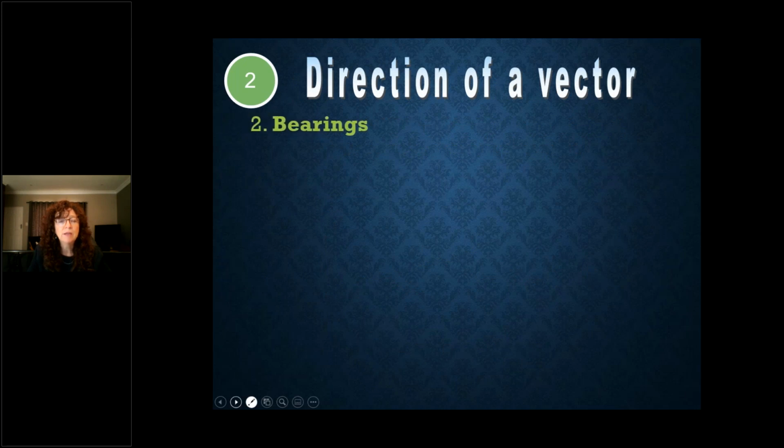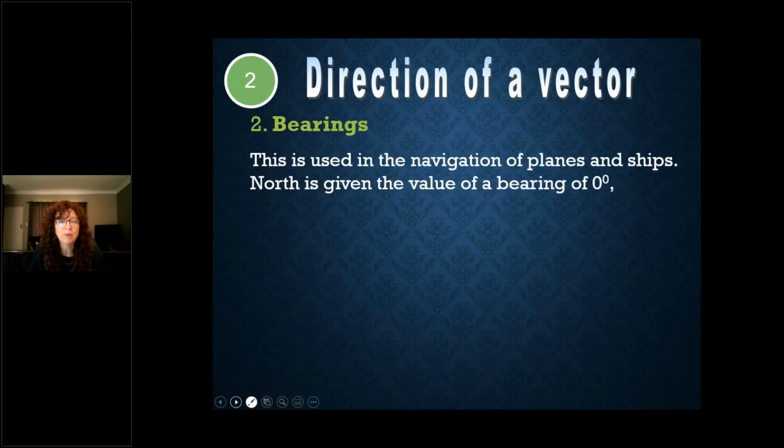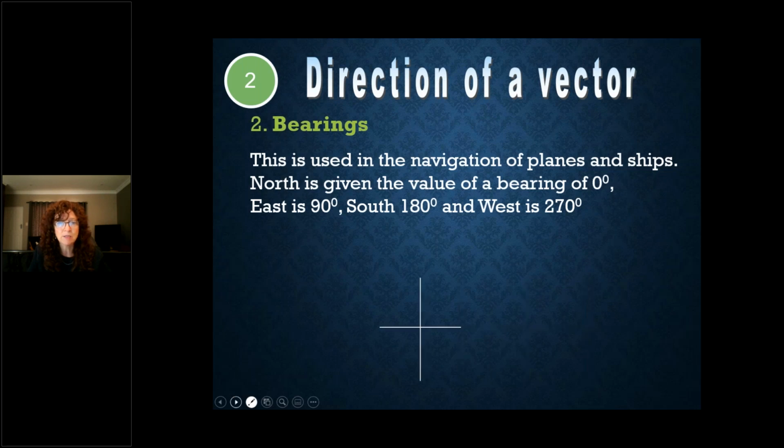Right. So the next one is bearings that we use in the navigation of planes and ships. North is 0 degrees, east is 90 degrees, south is 180 degrees, west is 270 degrees. So make sure that this is the most commonly used one. You will see that from the north, that's 0 degrees, just around it, it depends on which direction it is.